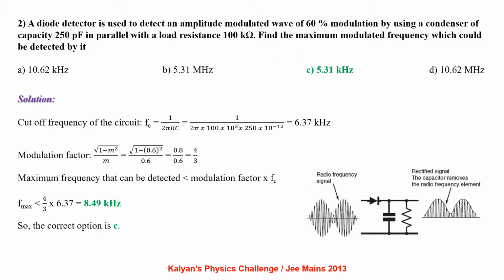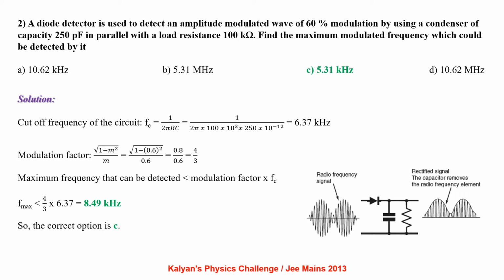A diode detector is used to detect an amplitude modulated wave of 60% modulation by using a condenser of capacity 250 picofarad in parallel with a load resistance of 100 kilo ohm. Find the maximum modulated frequency which could be detected by it.